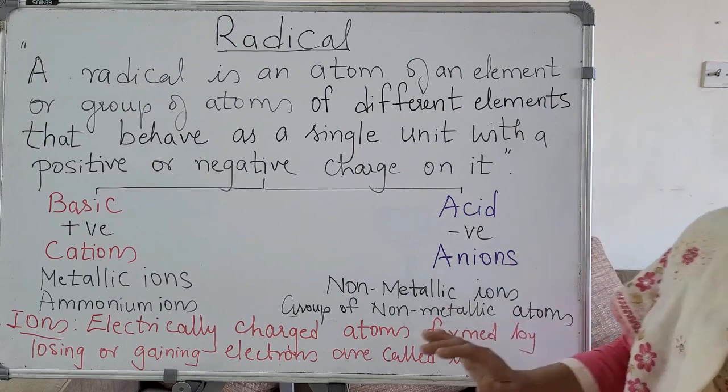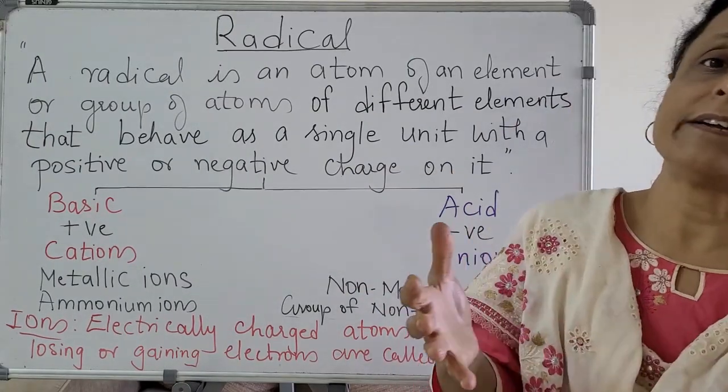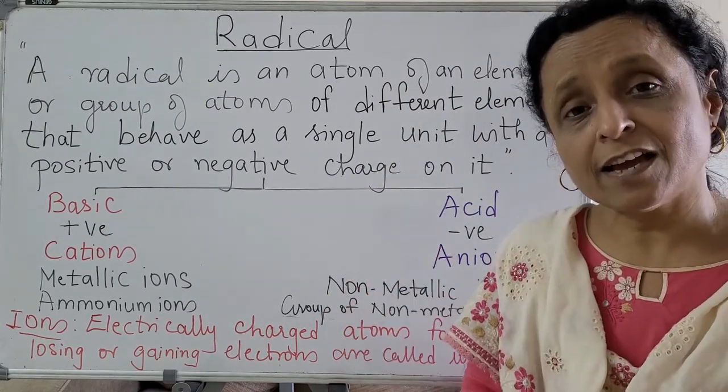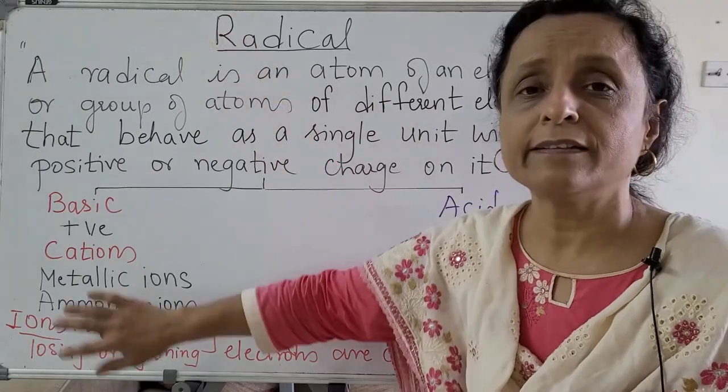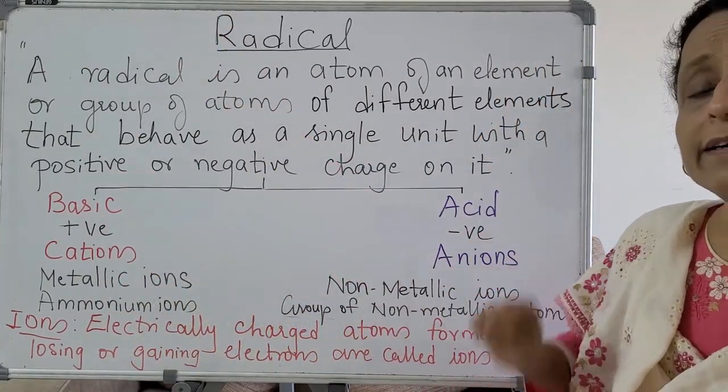Now, after understanding the radicals, ion comes. What is ion? It is the same thing. It is radical. Ion, radical, they are the same. This definition is only for your better understanding.